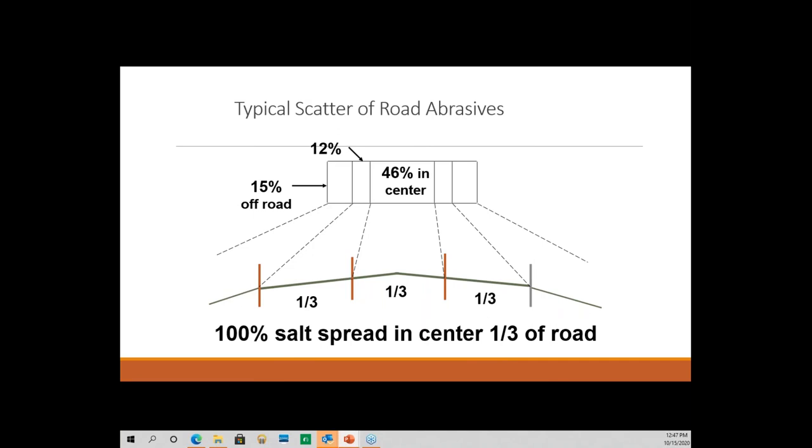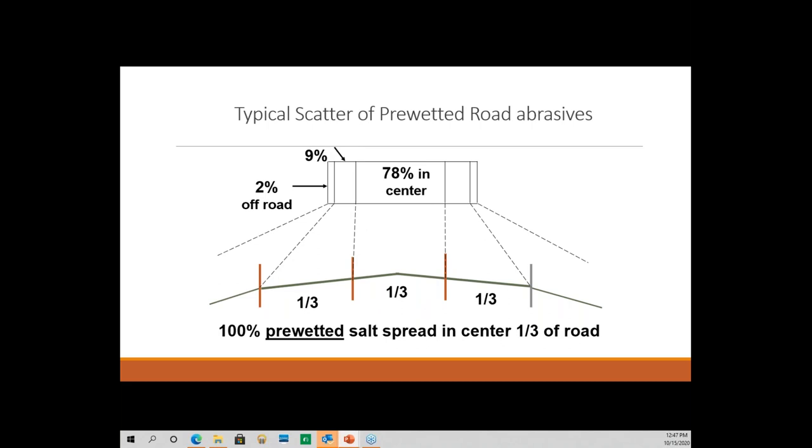enabling us to do the work. This is actually part of a research study that they performed, taking a look at an abrasive as a dry abrasive spread on a snow-covered roadway. You only keep about 46% of it in the center. You have about 12% towards the shoulder or towards the outside, and then you end up losing about 15% of your abrasive off the roadway. By pre-wetting, you change that whole equation to where you maintain about 78% of the material behind your piece of equipment, and then about 9% out towards the shoulder, and possibly about 2% off the roadway. So you're keeping more of your material on your roadway by pre-wetting.